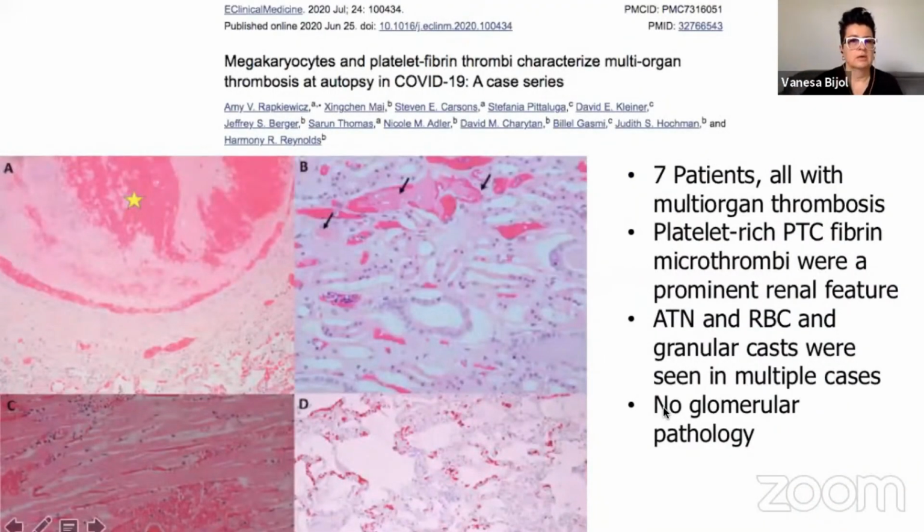Another study, also from New York, showed that these thrombotic changes were actually common. And this study included complete autopsy evaluation in 7 patients. So multiple organs were involved by thrombotic changes. And here you have kidney with these peritubular capillary fibrin thrombi. So this is a little bit of an outlier because they show that all of their 7 patients had that. But I think in other autopsy series, it was very common to find some percentage of this finding.